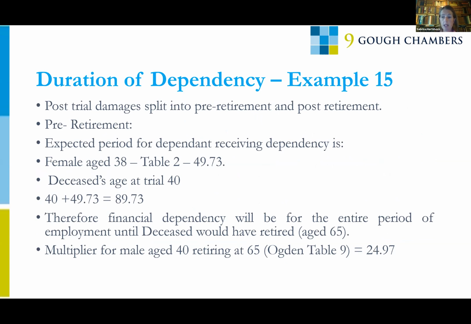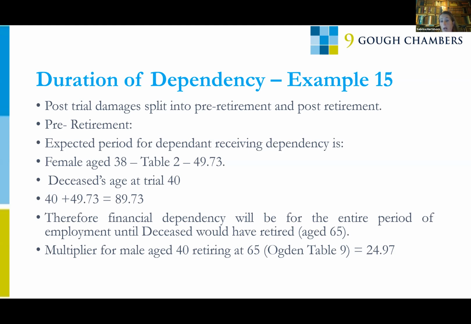We've got a female, she's the dependent, she's age 38 at the date of trial. We look to table 2, that's for females, and we go down to the column for a female age 38, and the multiplier is 49.73. The deceased's age at trial is 40. If you add those 2 together, it's 89.73. Therefore, the financial dependency essentially will be for the entire period of the deceased's employment.